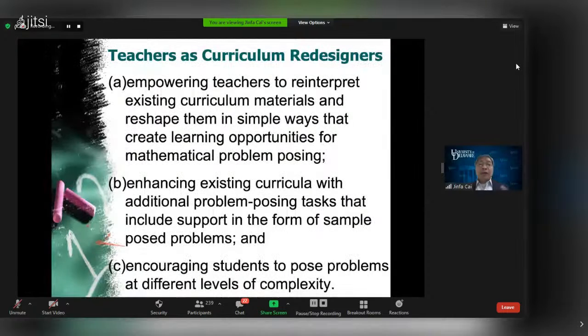Another idea we use to design this project is teachers as curriculum designers, in the sense that teachers could convert some of the mathematical activities into problem posing. So there are three strategies. The first one is to empower teachers to reinterpret existing curriculum materials and reshape them in simple ways that create learning opportunities for mathematical problem posing.